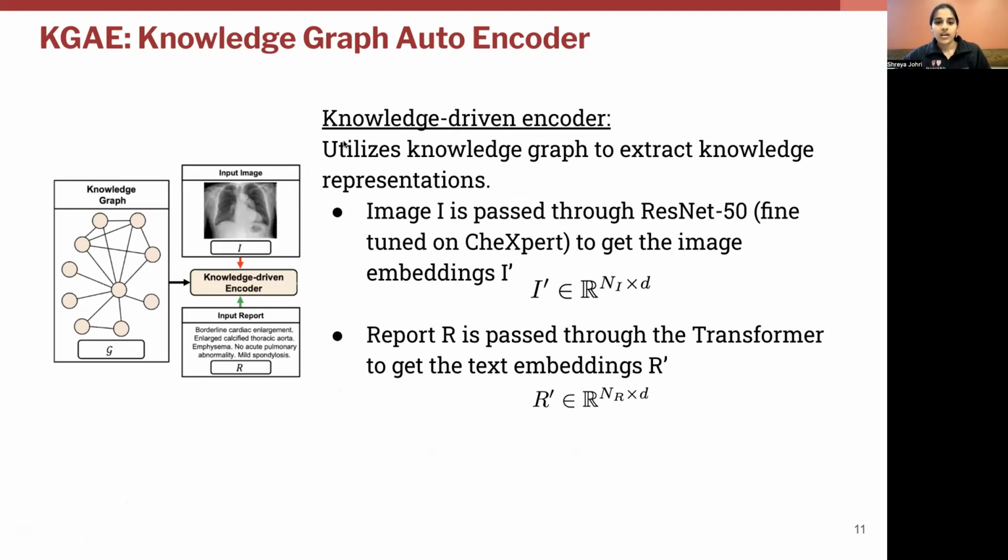So the idea is that you want to utilize, so there is a knowledge-driven encoder. So the idea is you want to utilize this knowledge graph so that you can extract knowledge representations from these images and these text reports. So the images, in this case, the image I is passed through a ResNet 50 encoder, which has been fine-tuned on CheXpert, which is another chest X-ray dataset. This gives us image embeddings, and similarly, the report R is passed through a transformer model, which will give us the text embeddings.